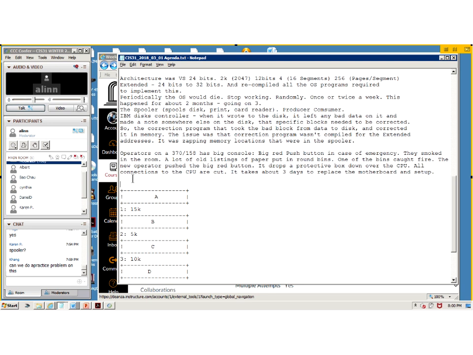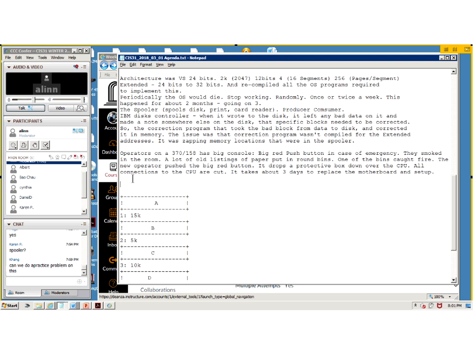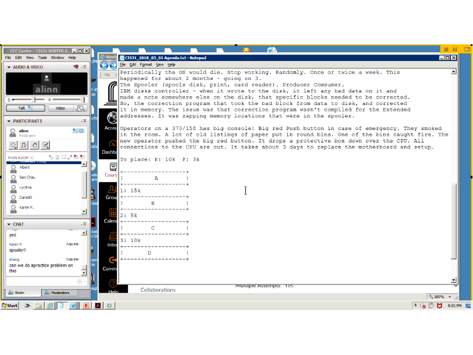Okay, and we've got programs to be placed. So to place E, which needs 10K, F, which needs 3K. So first let's do it this way. First fit, it just goes down the holes sequentially, and the first one that it fits, it would put it in. So what would first fit do? Place it in which hole? Hole number 1, 2, or 3?